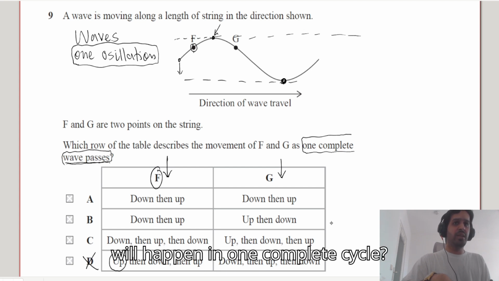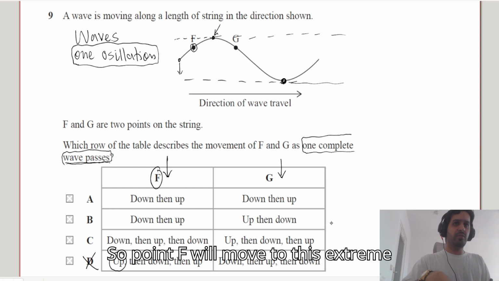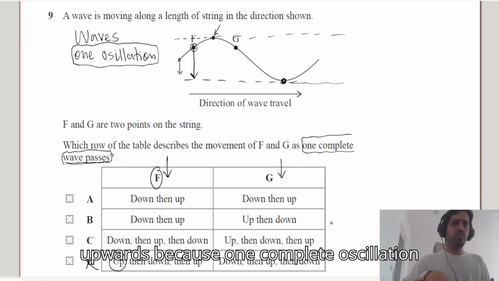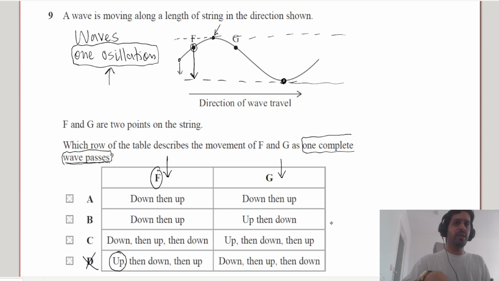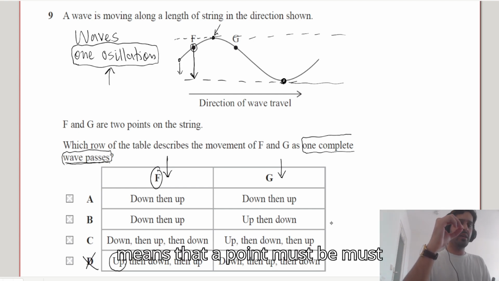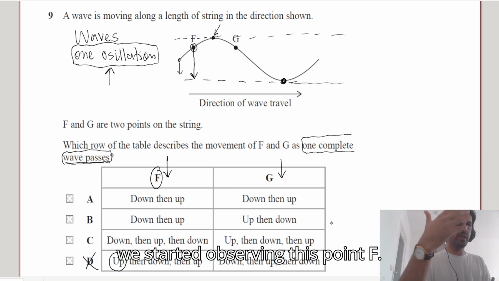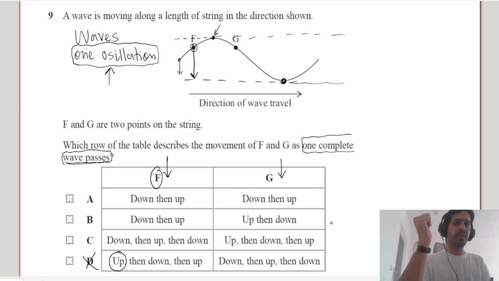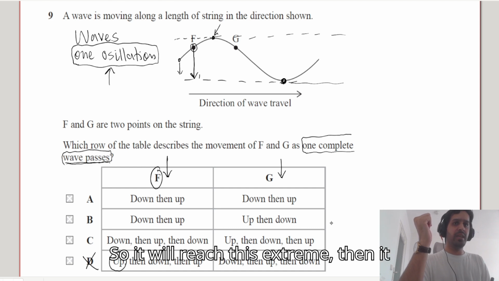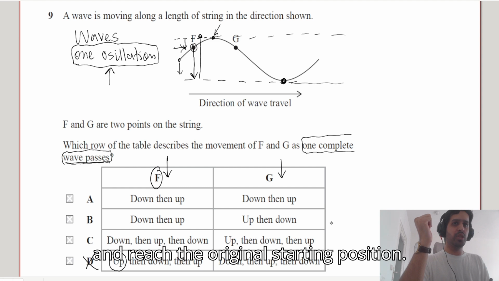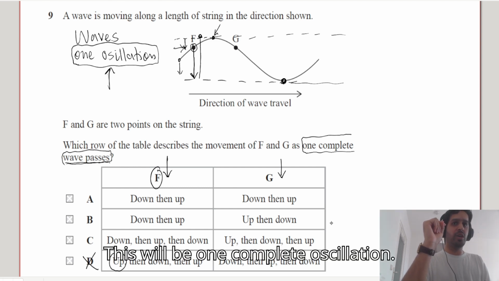So what will happen in one complete cycle? Point F will move to this extreme down, and then it will start moving upwards, because one complete oscillation means that a point must return to its original position where we started observing this point F. So it will reach this extreme, then it will move up to this positive extreme, and then it will move again down and reach the original starting position. This will be one complete oscillation.